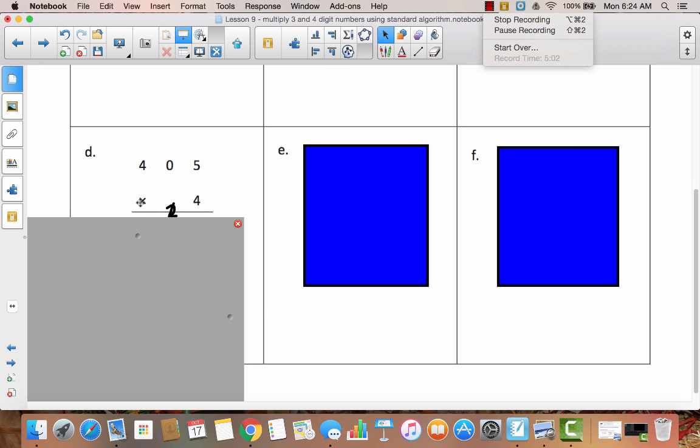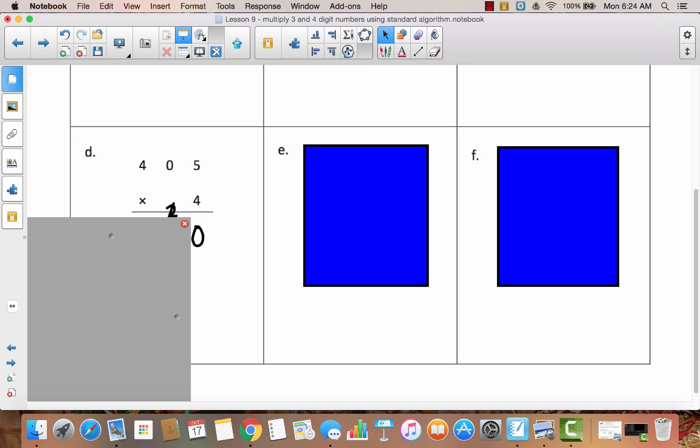Okay, so hopefully you tried to do these three problems by yourself. If you got stuck, that's okay. Hopefully I can explain it to you a little bit to help you to understand a little bit better. All right, so let's start with 5 ones times 4, which is going to give me 20 ones. So you can see I carried my 2, and here's my 0 for my 20 ones. 0 tens times 4 is 0 tens, plus 2 tens gives me 2 tens. 4 hundredths times 4 gives me 16 hundredths.